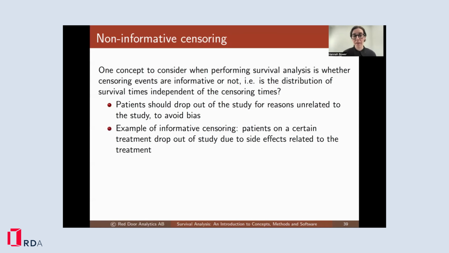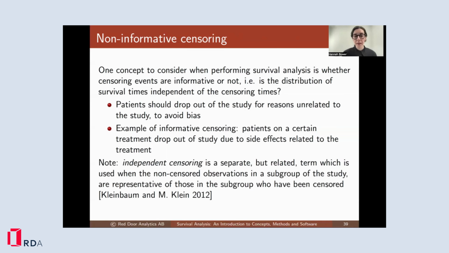One example of informative censoring would be that patients on a certain treatment drop out of a study due to side effects related to that treatment. So there would be a reason why we are censoring them that's related to the treatment under study. This can cause bias.